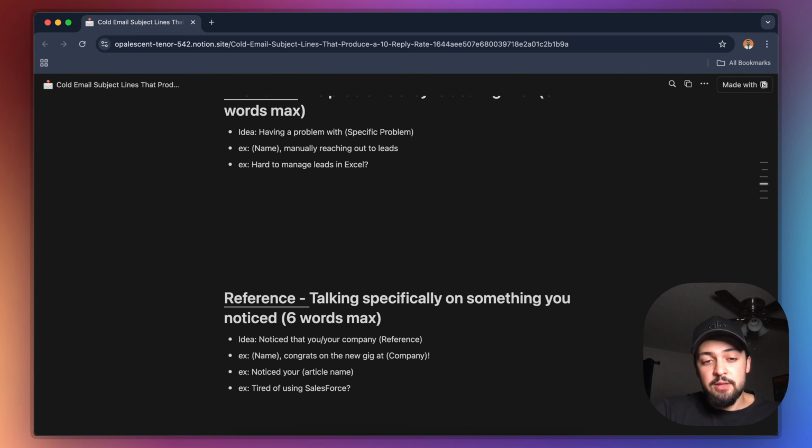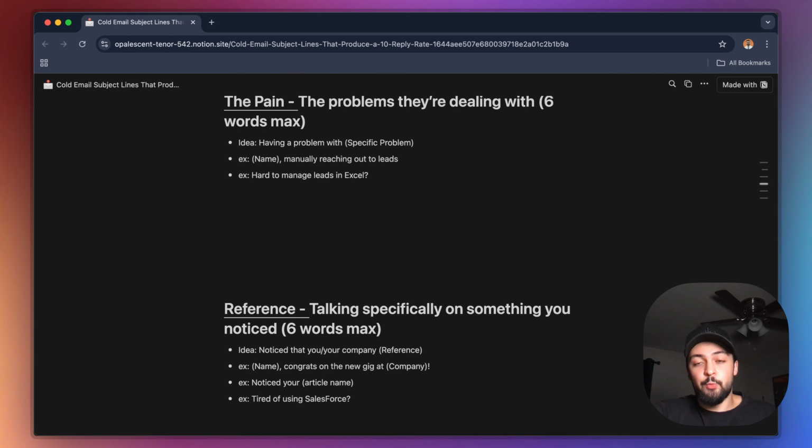The other subject line is actually one of my favorites as well, a reference. So with the reference, you're talking specifically about something you noticed. That could be, for example, the person you're looking to target, their chief marketing officer, appeared on a podcast. You can actually get a clip of their podcast, something that they said, and put that in the subject line. That'll ultimately capture their attention, and you're showing this individual that you know them, right? You care enough to actually write a good subject line that appeals to their needs.